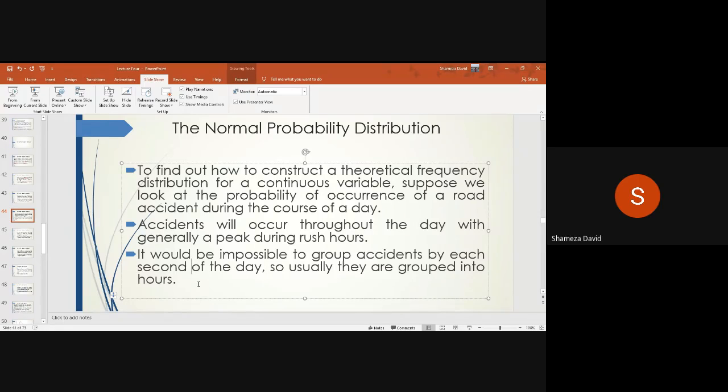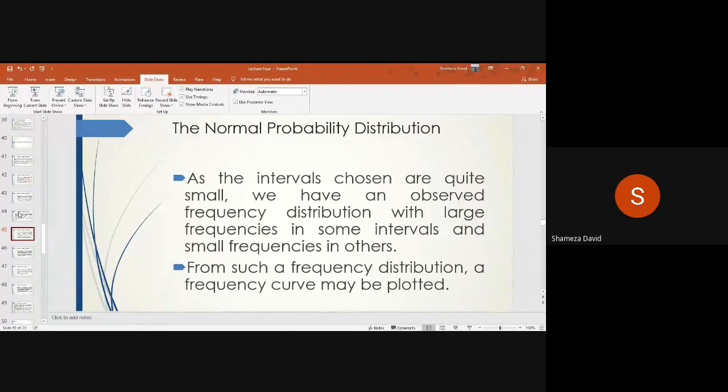It would therefore be impossible to group accidents by each second of the day, and so usually we take them by hours. So we'll say, okay, we'll divide the day into hours, and then we'll see during which hours you will get the most accidents and how it's distributed. And given that we're going to use small intervals, either 1 hour or 30 minutes or something, we will have an observed frequency distribution with large frequencies in some intervals and small frequencies in others.